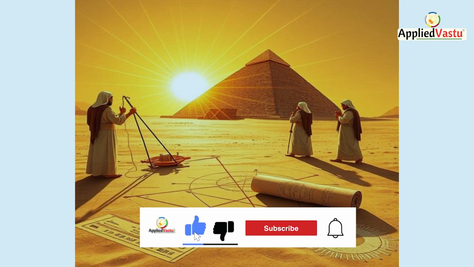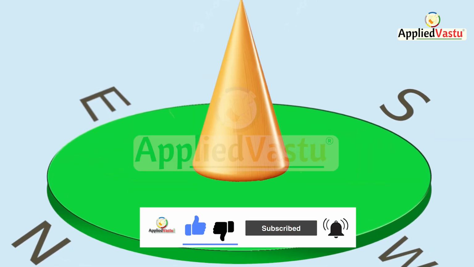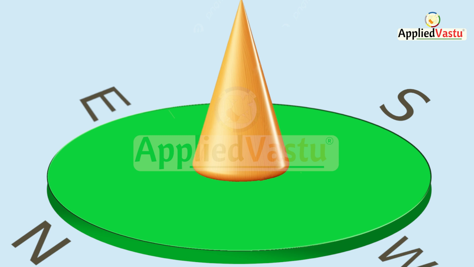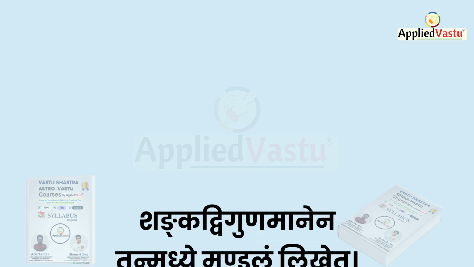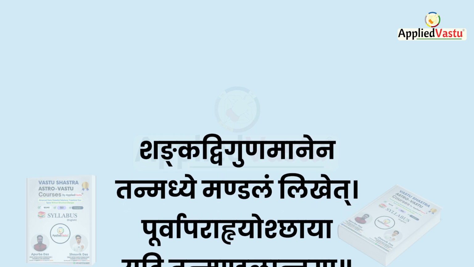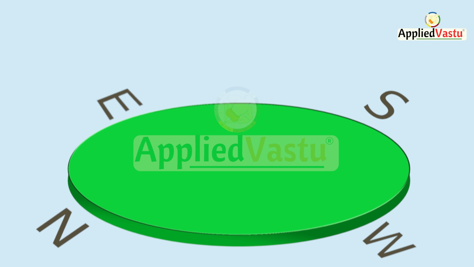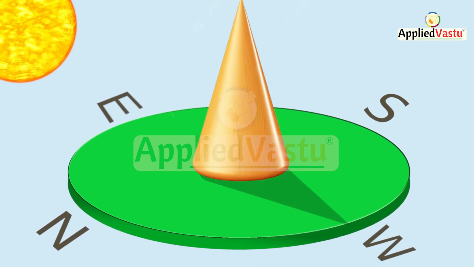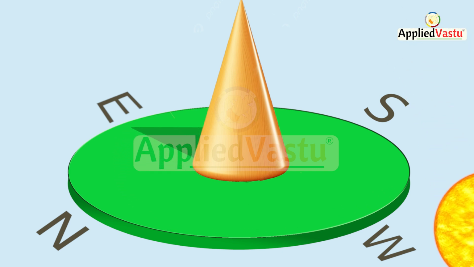In ancient times, the sages would draw a circle equal in height to the cone and place the cone in the center of that circle. At that time, how directions were determined is described in the Sanskrit verse of the Vastu Shastra book Mayamtam. Shankadigana manena tanmadhe mandalam likhet, purva paraho rayos chhaya yadi tan mandala yantaga. This means the shadow cast by the cone at the time of sunrise points to the west, and the shadow cast at sunset points to the east. This clearly indicates that the Padvinya system of Vastu Shastra is entirely based on the sun's trajectory or sun path.